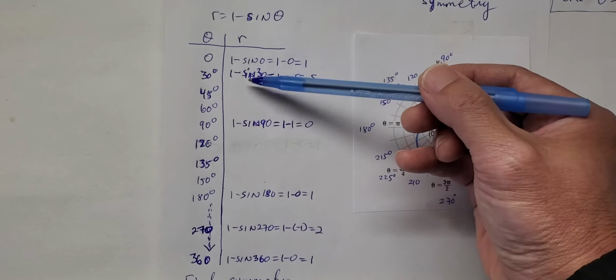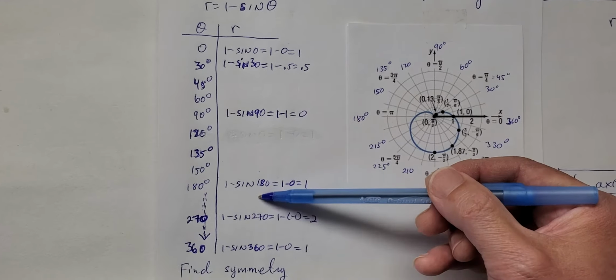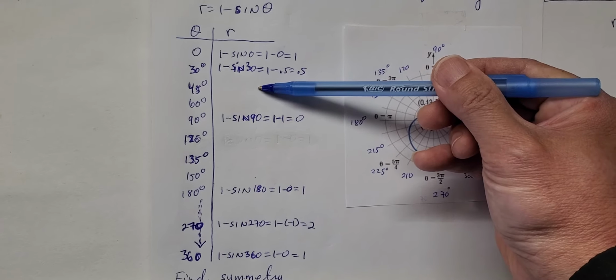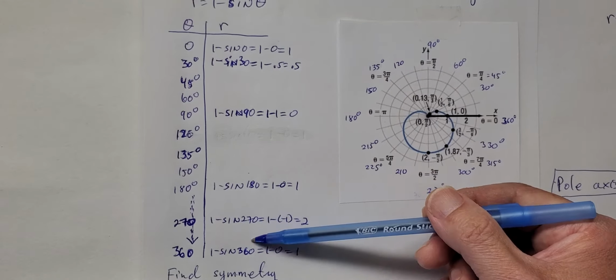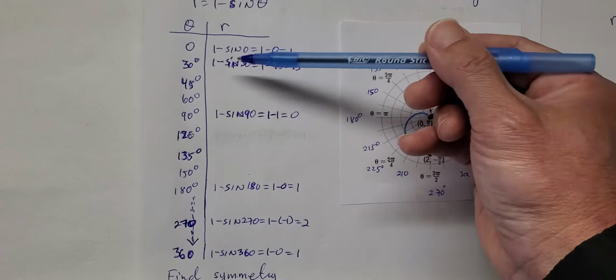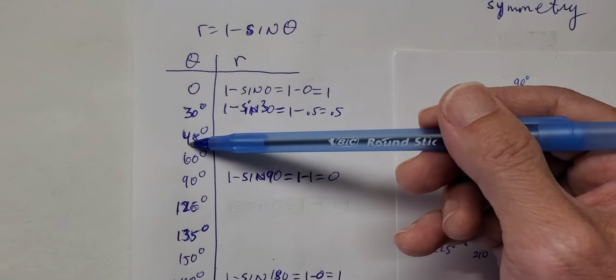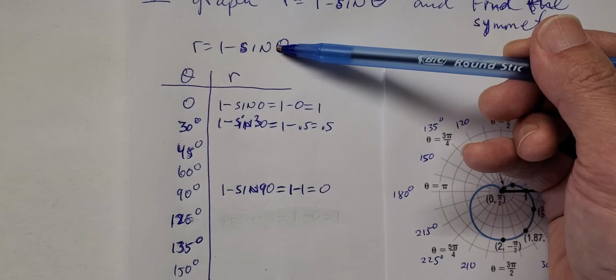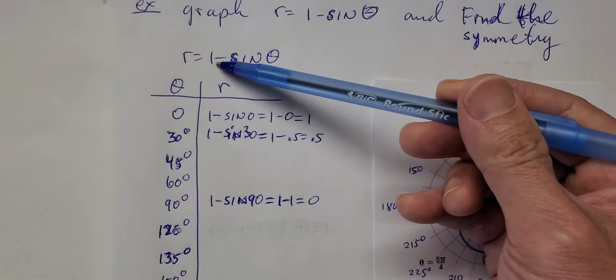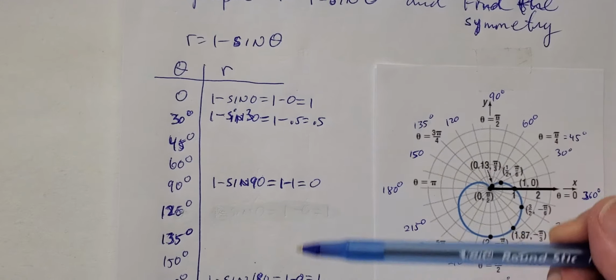These blank ones I left blank because you can finish this all the way down. There's going to be a lot of these, but it's just basic math: put the angle in, use your calculator, and then remember it is 1 minus it, so whatever that is.